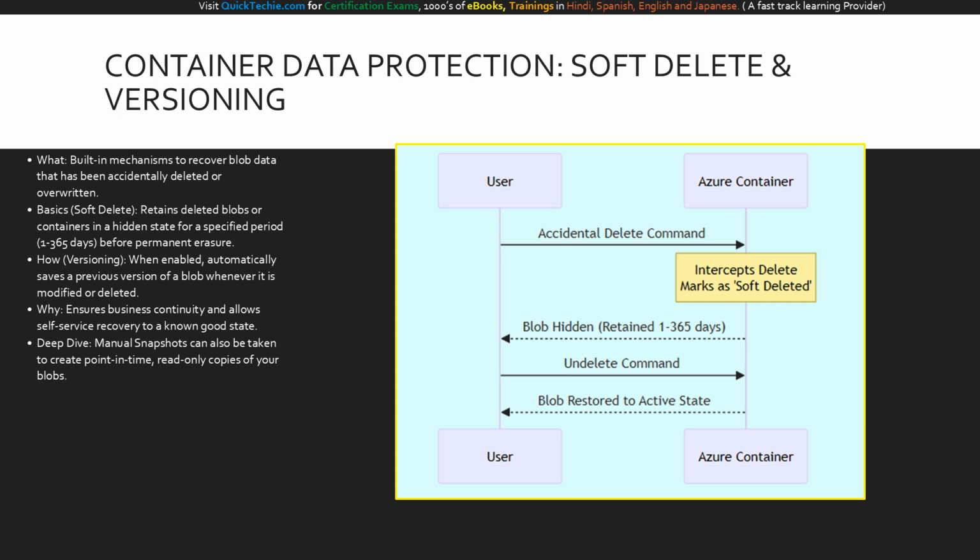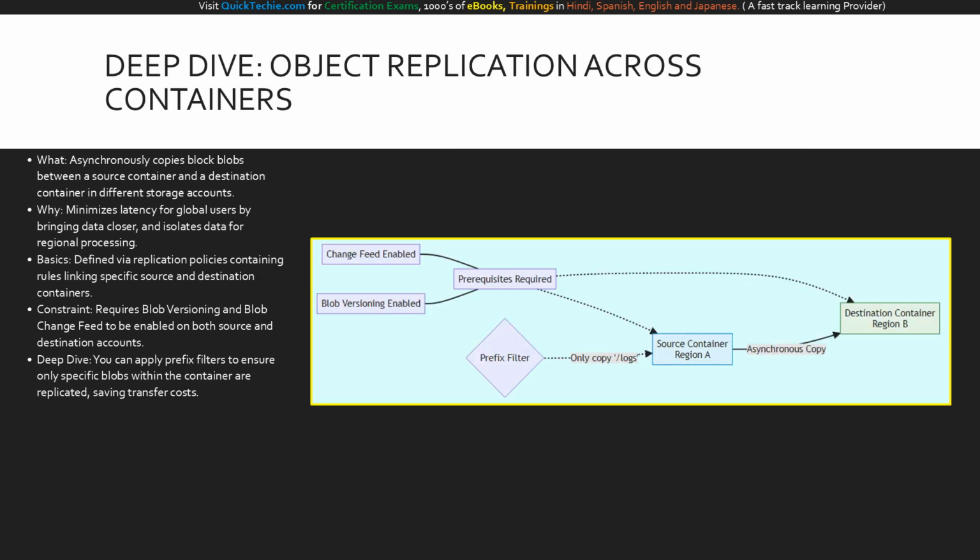This sequence diagram illustrates the soft delete safety net in action. A user accidentally sends a delete command for a critical blob in your container. Instead of destroying the data, the Azure Storage Engine intercepts the request, marks the blob as soft deleted, and hides it from standard views. The data is retained safely for the configured period. Within that window, an administrator realizes the mistake, issues an undelete command, and the storage engine instantly restores the blob to its original, active state. For our final deep dive, we will look at object replication.